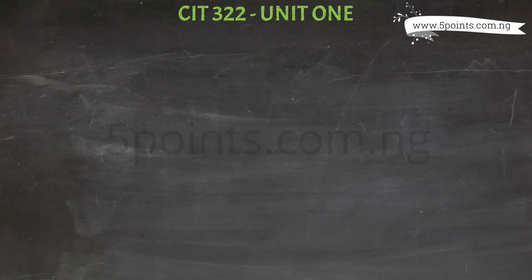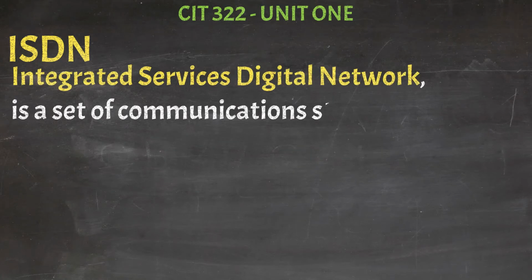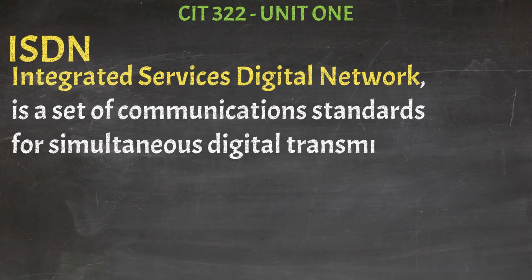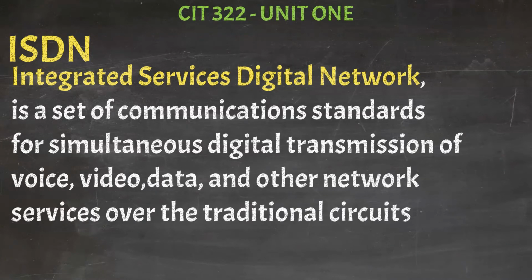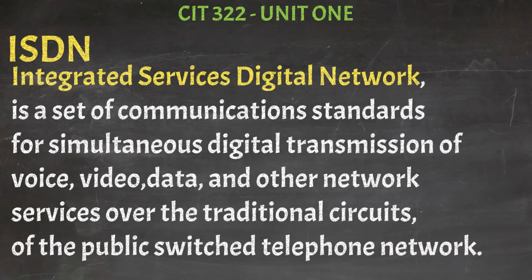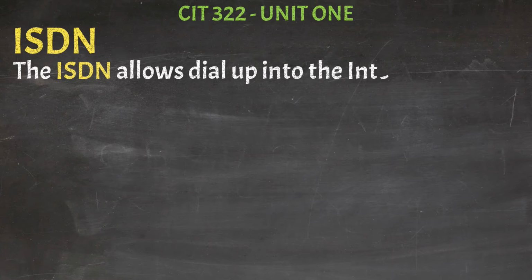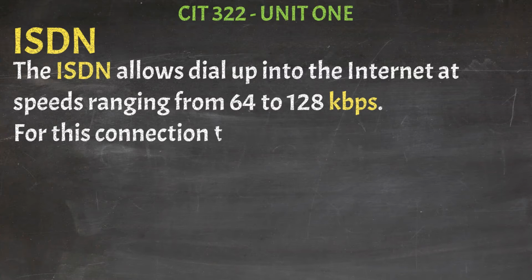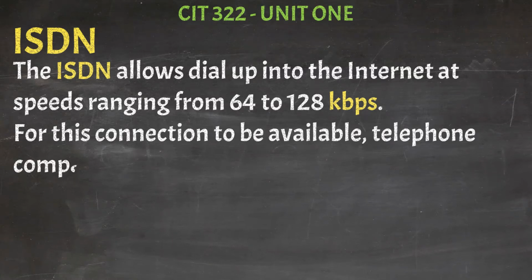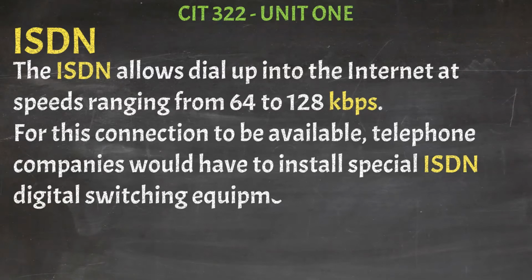Another way of connecting a client, user, computer to the vast resources on the Internet is the ISDN. Integrated Services Digital Network is a set of communication standards for simultaneous digital transmission of voice, video, data, and other network services over the traditional circuits of the public switched telephone network. The ISDN allows dial-up into the Internet at speeds ranging from 64 to 128 kilobits per second. For this connection to be available, telephone companies would have to install special ISDN digital switching equipment.